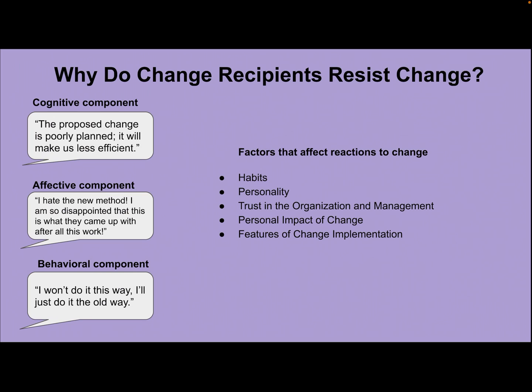So why do change recipients resist change? There's a cognitive component where they worry that it's not going to work. They say things like, the proposed change is poorly planned. It will make us less efficient. They don't like the actual details of it.